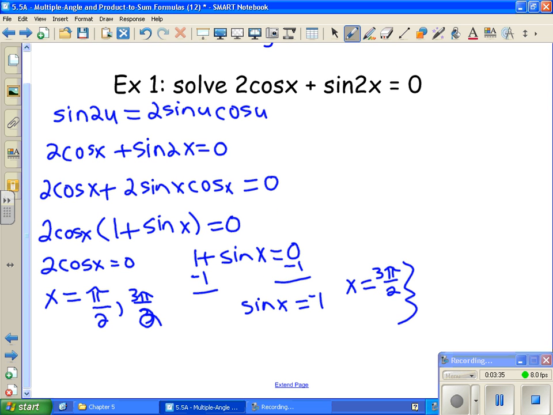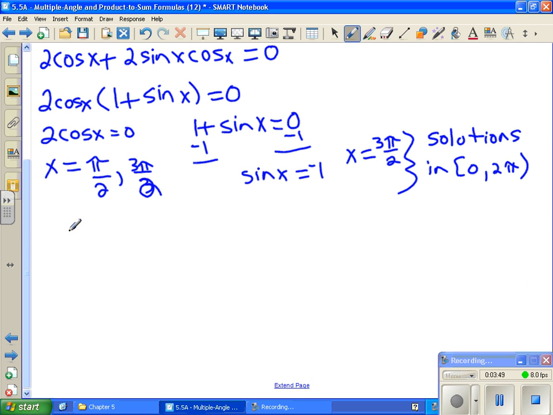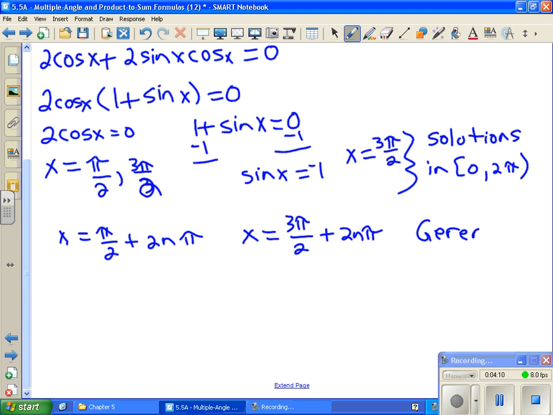This would be my solutions if I was just looking in the domain from 0 to 2 pi. I would be done. If I want the general solutions, however, I have to take x equals pi over 2 plus 2n pi, and x equals 3 pi over 2 plus 2n pi. And this is my general solution, and n has to be an integer.